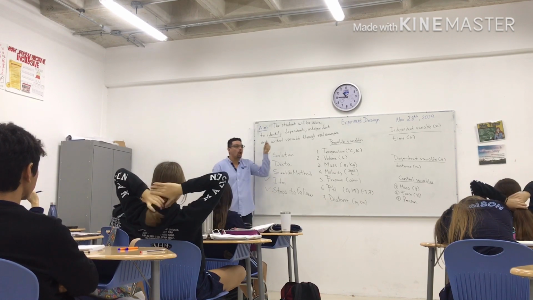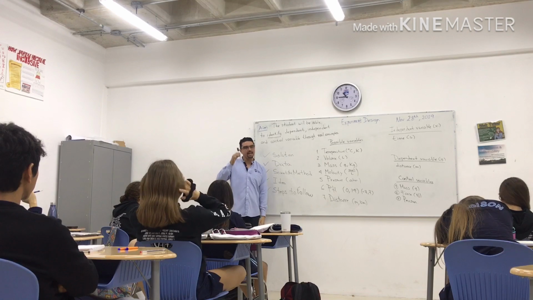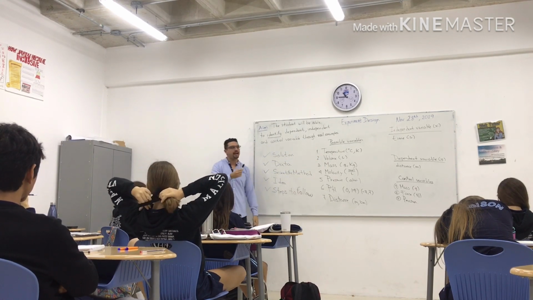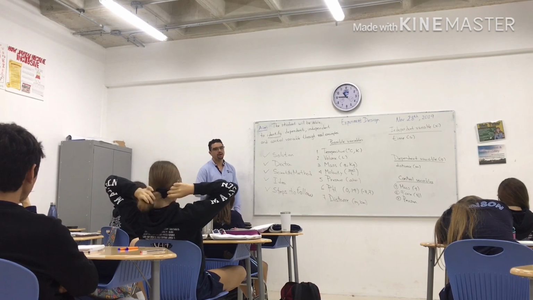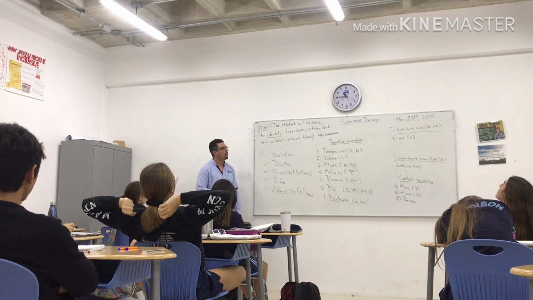But this is a closed process. Why is it a closed process? Because it has a beginning and also has an end. And you can obtain a graph using this process. Very nice, Jimena. Thank you, Ethan. Thank you, Omar.